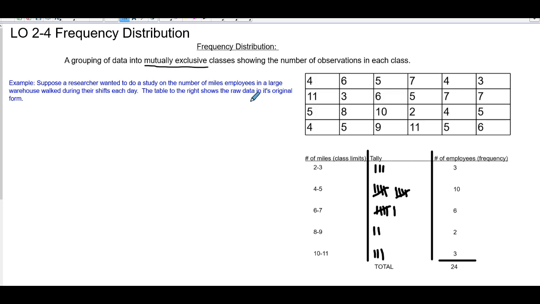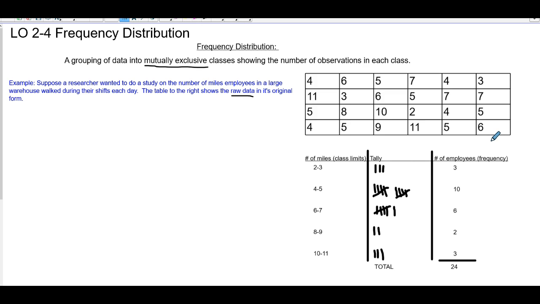Suppose a researcher wanted to do a study on the number of miles employees in a large warehouse walked during their shifts each day. The table at right shows the raw data in its original form. Raw data is exactly what it sounds like. It's like raw food. It's unprepared, unorganized, and that's what we're going to be fixing by creating this frequency distribution. So let's go ahead and look at this table over here. We are going to try and find some useful information.